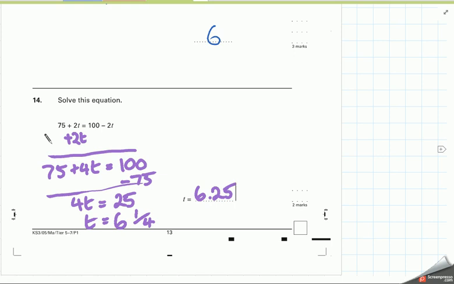Okay, so get down to 6.25. You add the 2t to both sides. The idea of adding 2t is if I took the 2t from the other side and took it over here, I'd be making a negative t term.